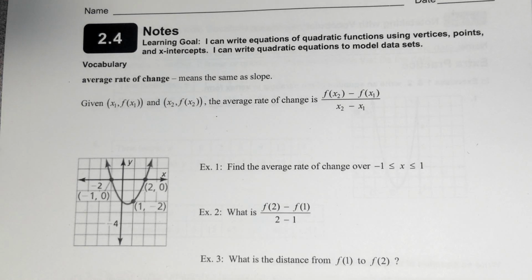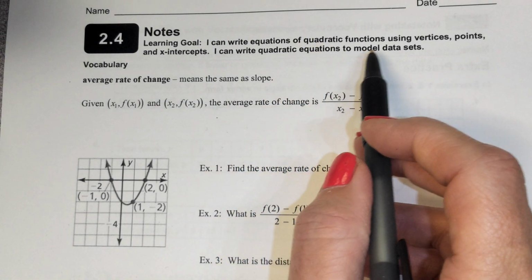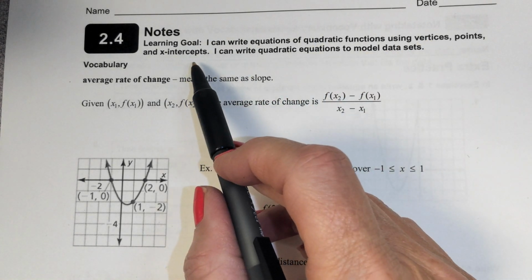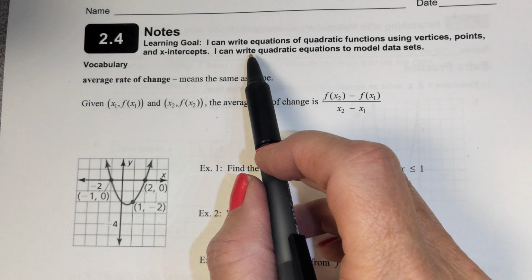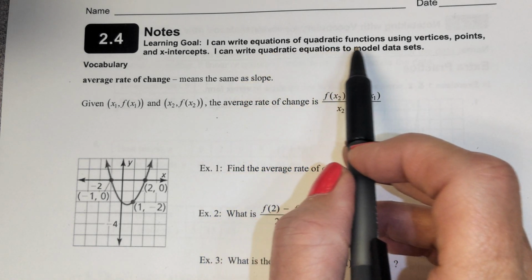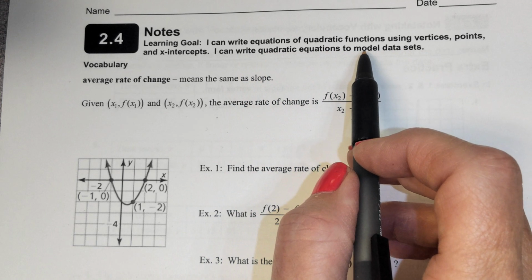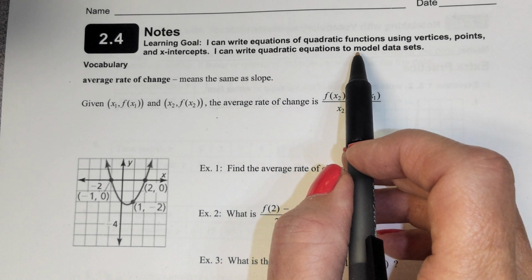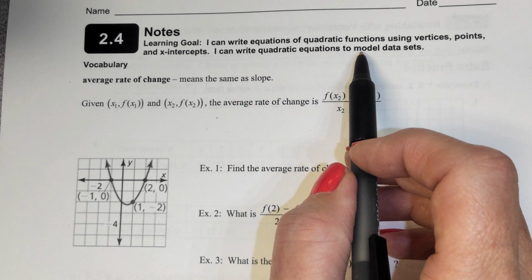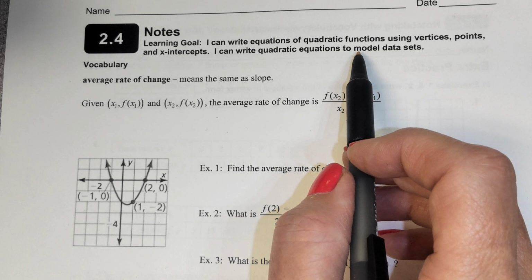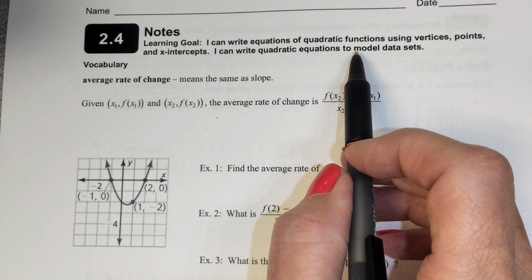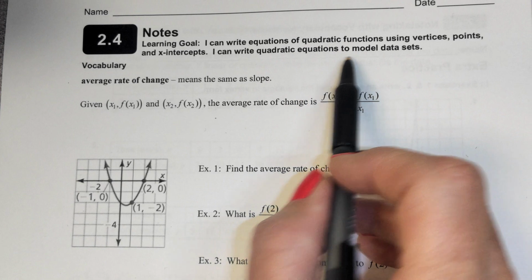All right, so today we are going to be writing equations of quadratic functions using vertices, points, and x-intercepts. We also want to be able to write quadratic equations to model data sets. When you see this word model, it means that you're going to be coming up with regression equations. That means you could have a line of best fit, or you can even have a parabola of best fit. We'll be getting to that last.